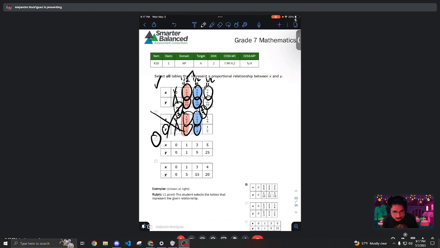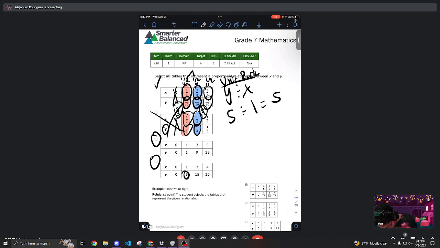Is the last one going to be proportional? I'll do it with you real quick. Again, check that the unit rate is the same for all of them. My unit rate is given by y divided by x. Let's work it out. 5 divided by 1 is equal to 5, so the unit rate for the first one is 5. For the second one, y divided by x, we have 15 divided by 3, which is equal to 5. So we're good so far.